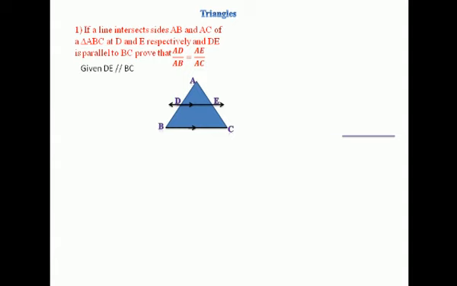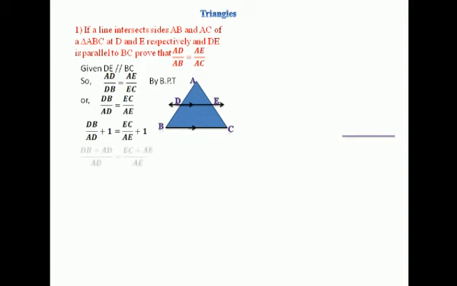As it is given that DE is parallel to BC, according to BPT, we can say AD by DB is equal to AE by CE. So we have to prove that AD by AB is equal to AE by AC. Therefore, take the reciprocal of the ratio, we get DB by AD is equal to CE by AE. So adding 1 on both sides, we get DB by AD plus 1 is equal to CE by AE plus 1. By taking the LCM, we get DB plus AD by AD is equal to CE plus AE by AE.